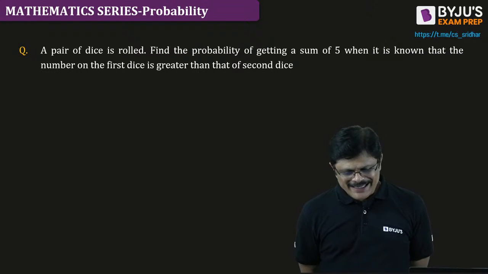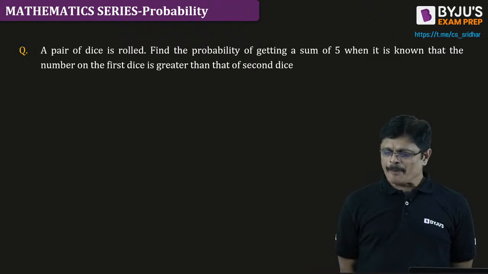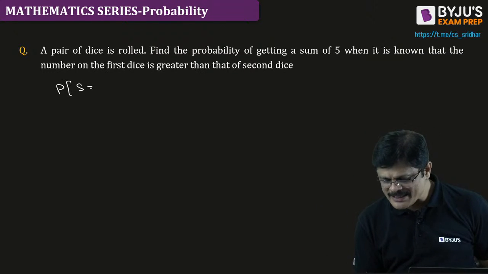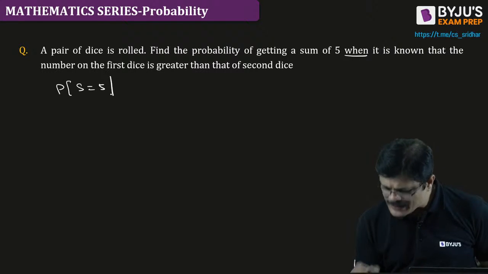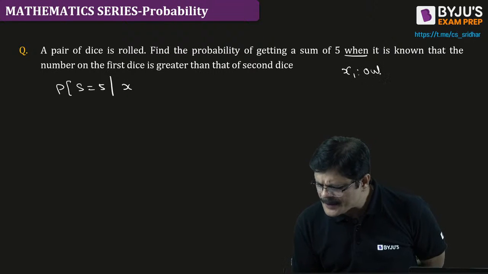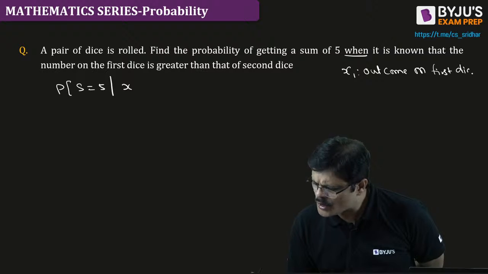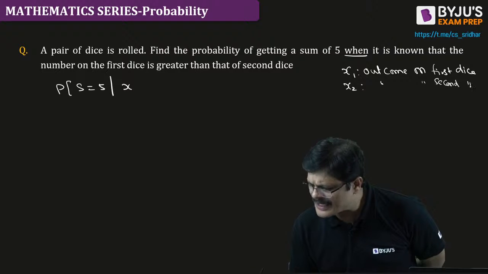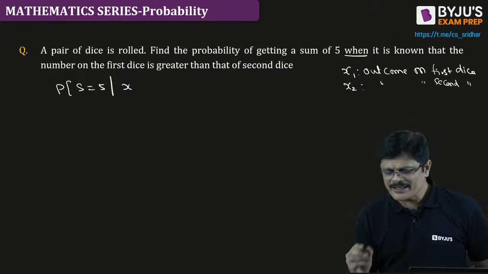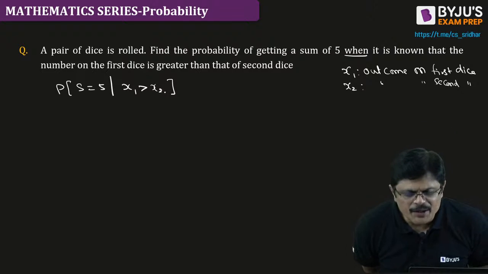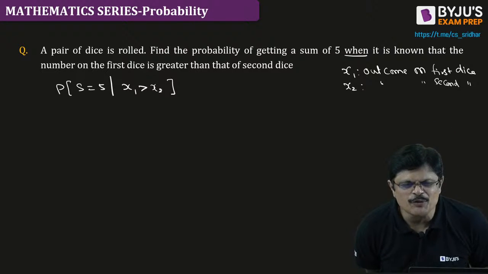A pair of dice is rolled. Find the probability of getting a sum equal to 5. See the question. Find the probability that you get sum equal to 5 when it is known that x1 is greater than x2. I just call x1 the outcome on the first die, and x2 the outcome on the second die. Got it? So, what is it that you want? This situation you want: 3, 2, 2, 3 divided by 1 plus 2 plus 3 plus 4 plus 5.